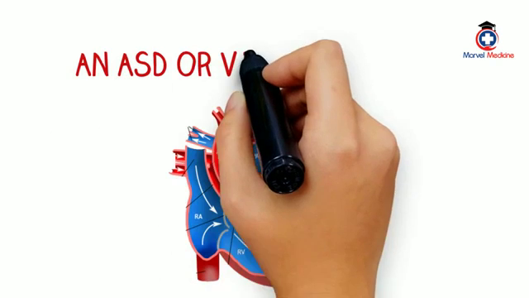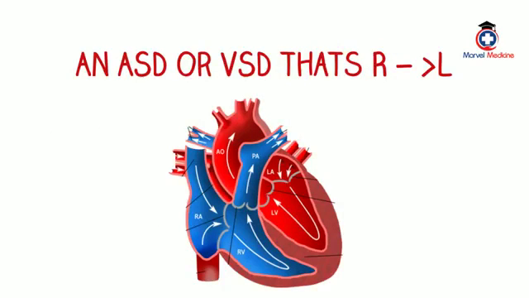What's another way to describe a shunt? An ASD, atrial septal defect, or VSD, ventricular septal defect. That's right to left, where deoxygenated blood goes from the right atria to the left atria, or from the right ventricle to the left ventricle.